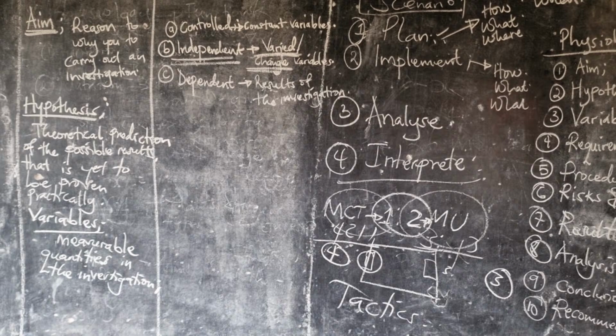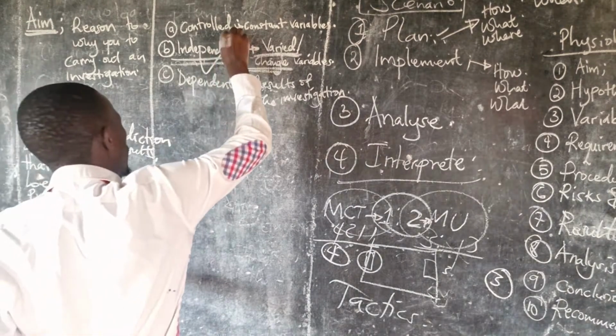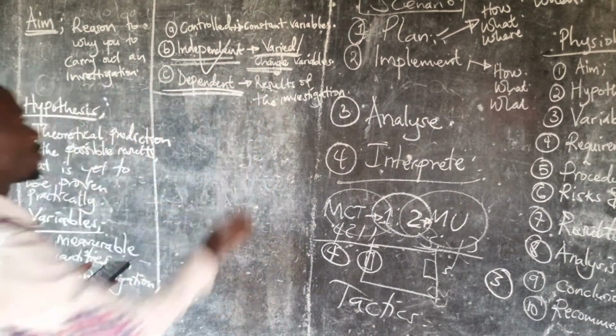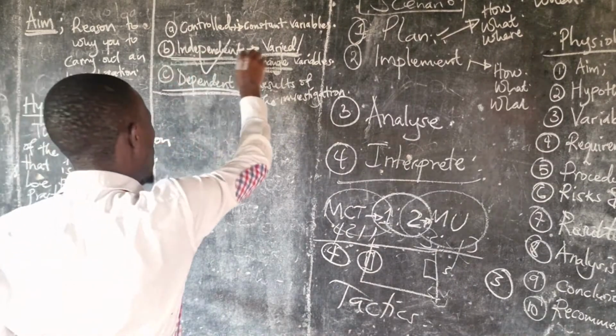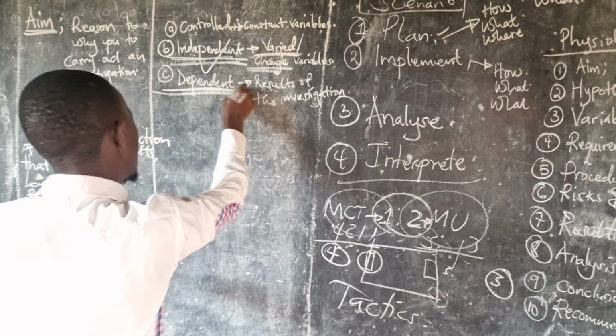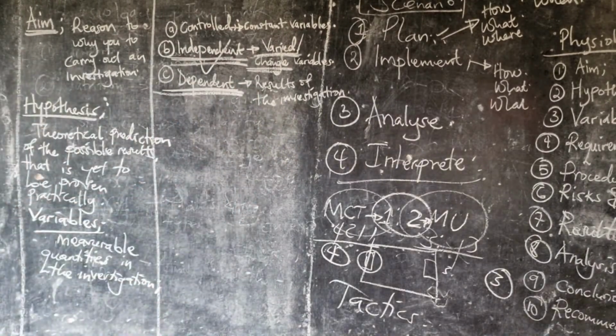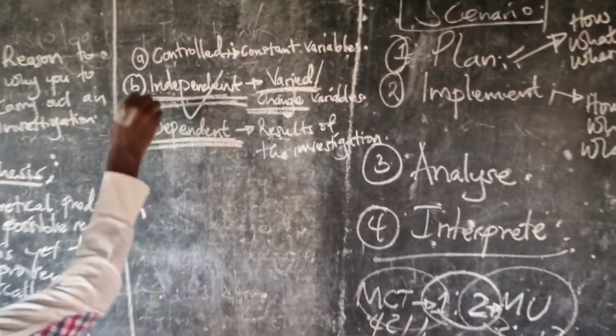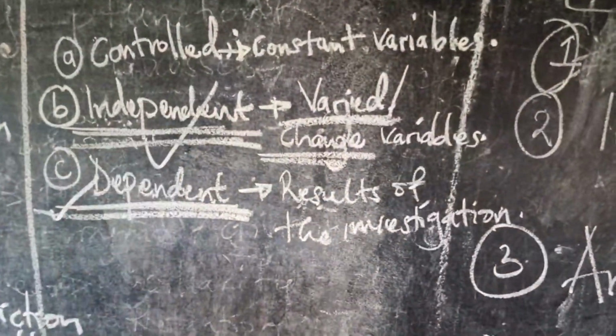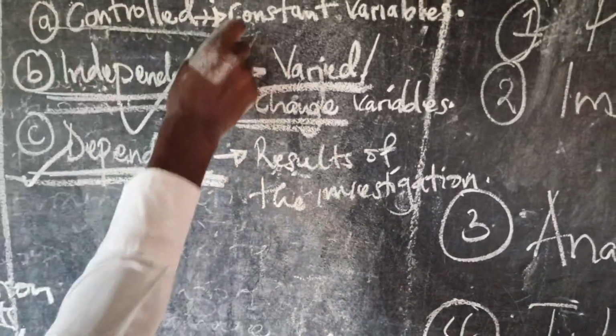Jemima is asking, do the dependent variables depend on the independent variables? Yes, 100%. Because if the independent variables are not there, we would get the same results. So the independent variables are always varied so that we can get results. So the dependent ones greatly depend, as you hear the word depend, they are greatly determined by the independent ones, not the controlled ones.